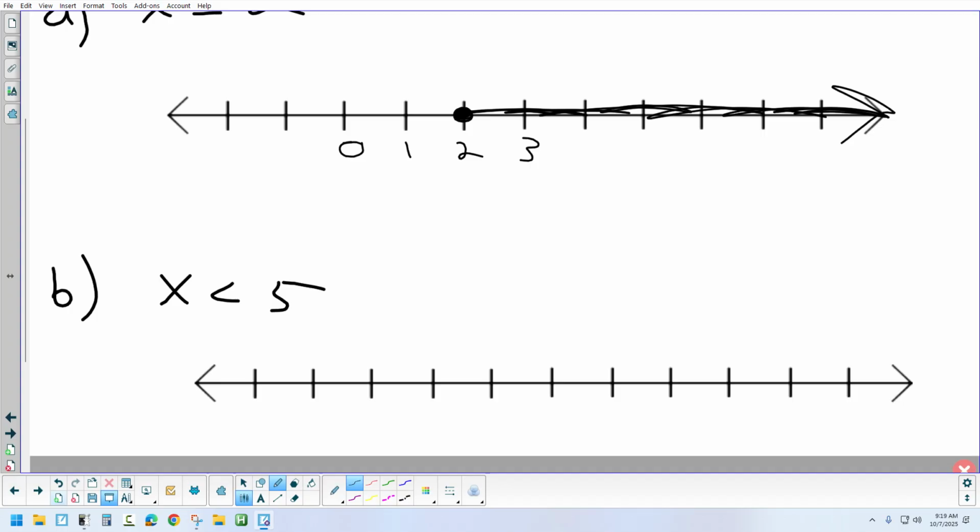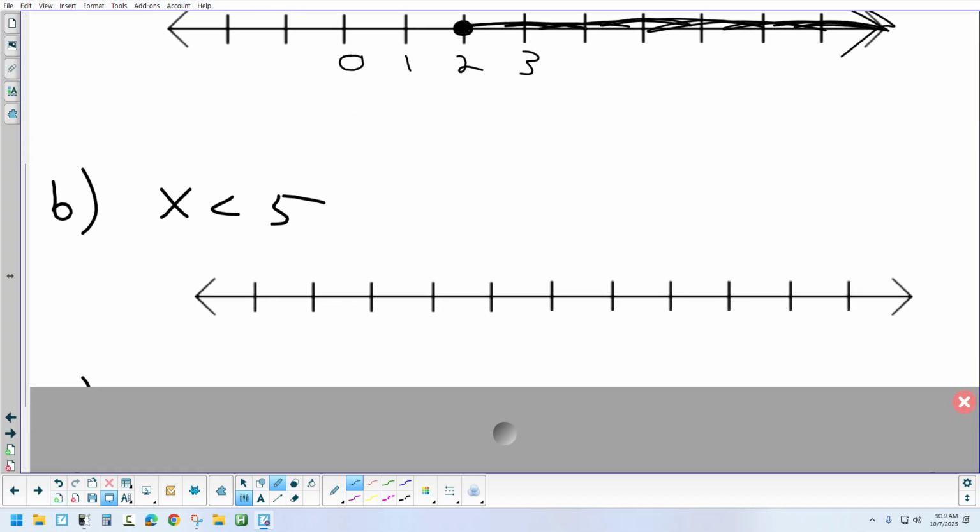All right, let's do this one. x is less than 5. So let's set up our number line. What kind of circle do we need this time? Open on which number? 5. Open on 5. And this time, how do I shade? Left. Yeah, shade to the left. Everything's smaller than 5.